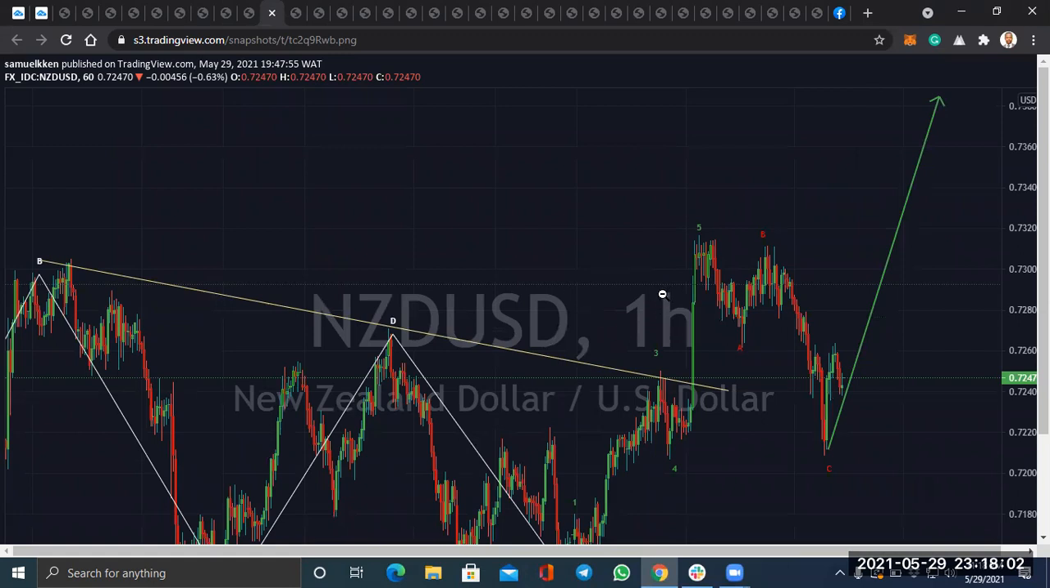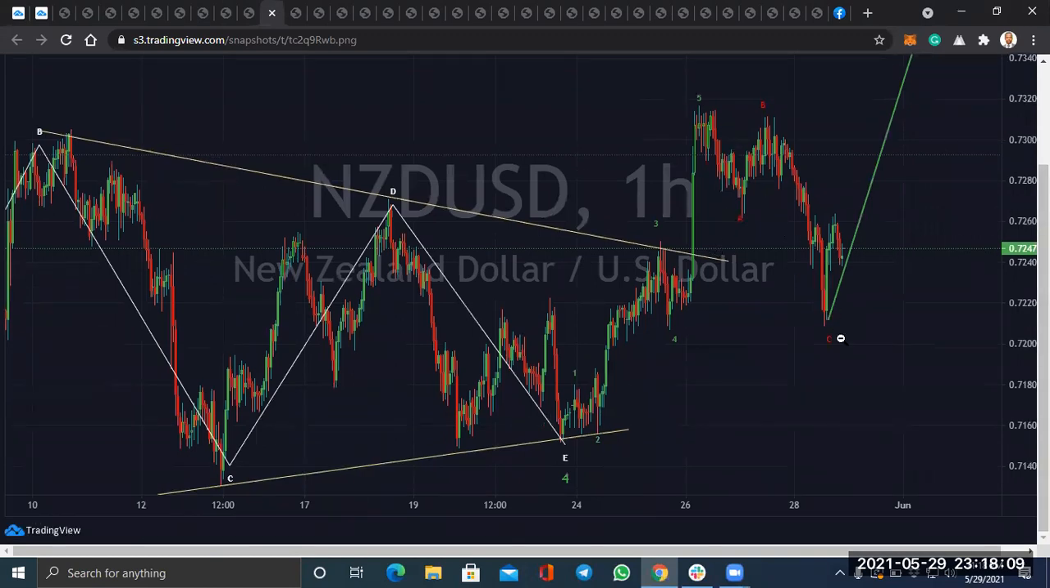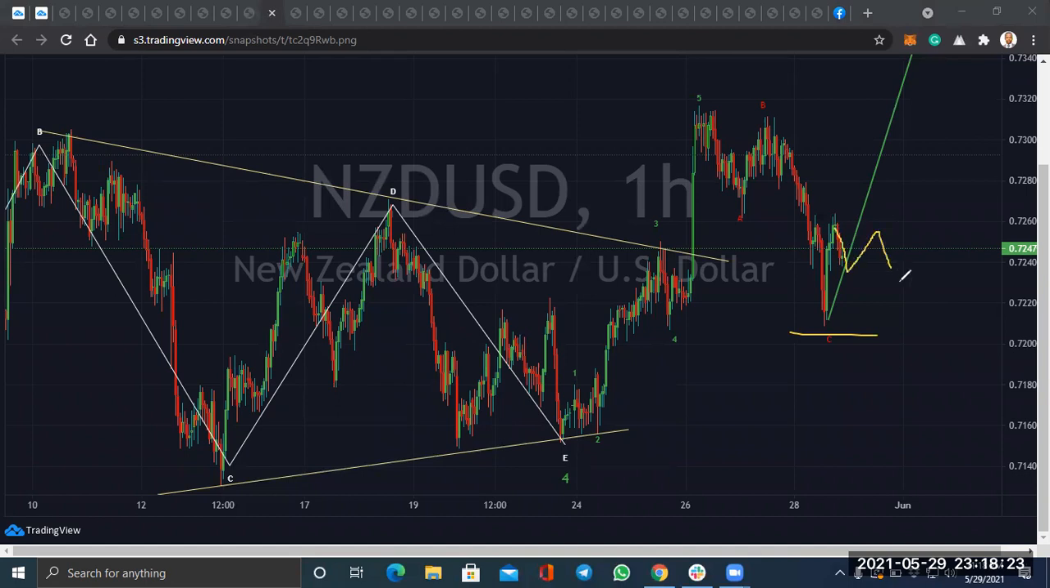Okay, New Zealand USD. For me, this is A, B, C, and it's completed. So from here, I'm looking for buy, with the stop loss here. If it gives us ABC, good, it will give us a nice zigzag correction, or even a flat or whatever. Buying is all I'm talking about. Stop loss here. If it gives us ABC, then we buy from here. If not, we buy above here. Only buying I see, I don't see any reason to sell.